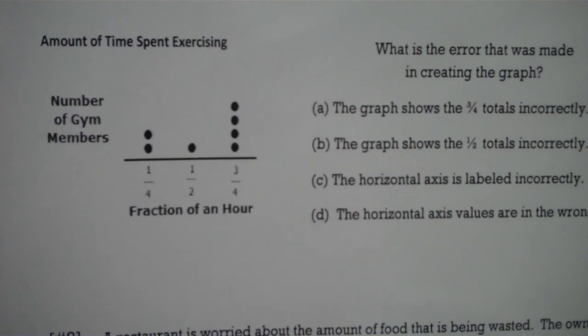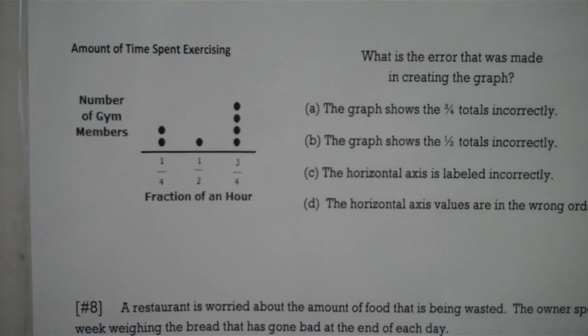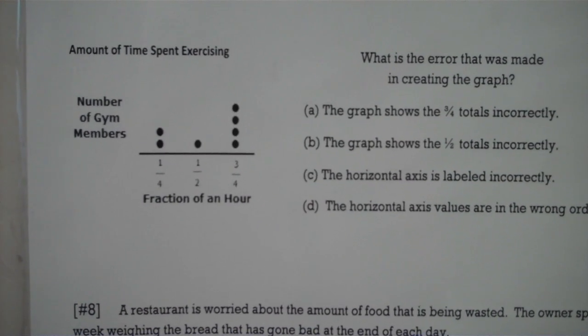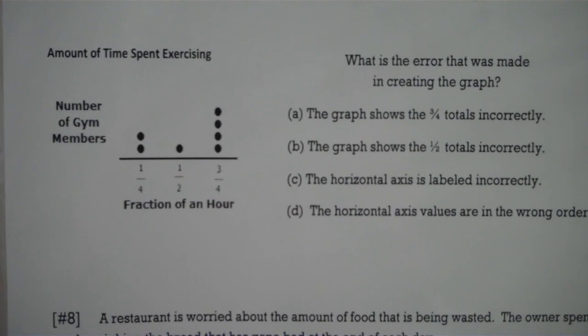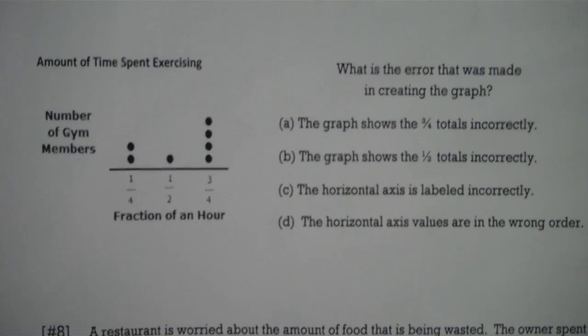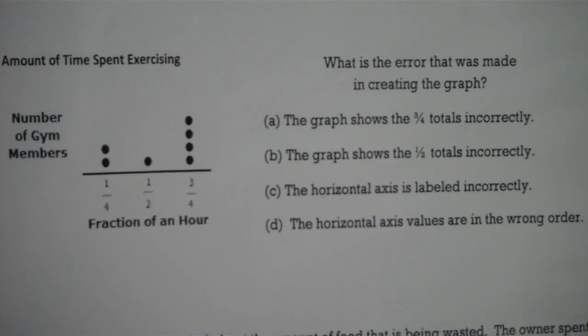So as you're looking at your sheet, you've got answer choice A: the graph shows 3/4 totals incorrectly. B: the graph shows a half total incorrectly. C: horizontal axis is labeled incorrectly. And D: the horizontal values are in the wrong order. So we need to look through this, and let's just start with answer choice A.